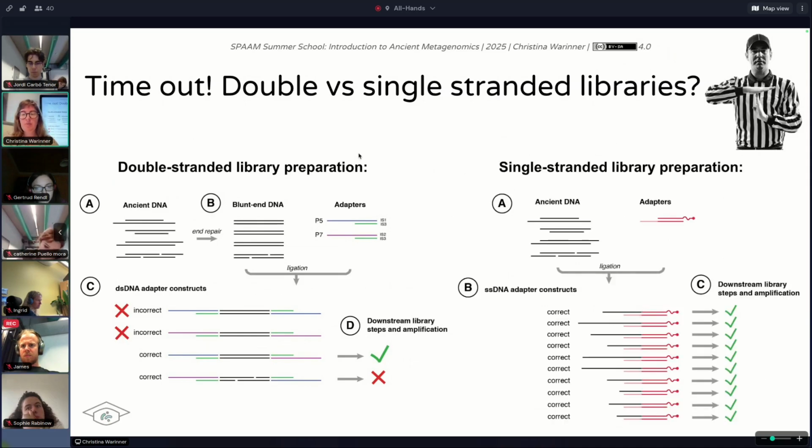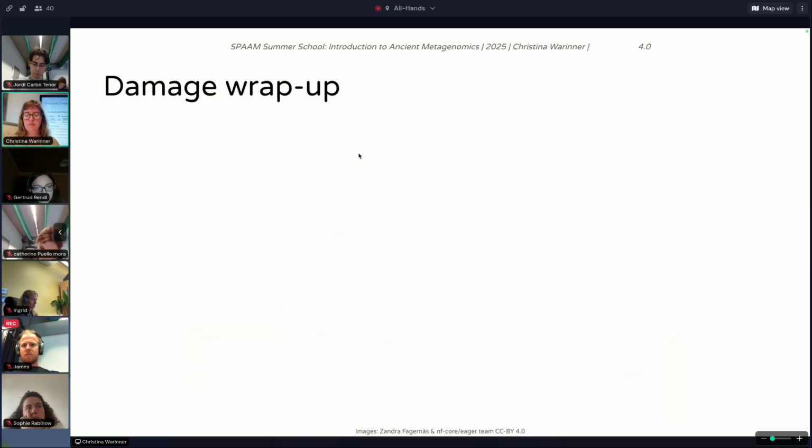Single-stranded library preparation works differently because you melt those strands. Every single molecule gets built into a library. So this can really increase your recovery of ancient DNA from really low biomass ancient samples.